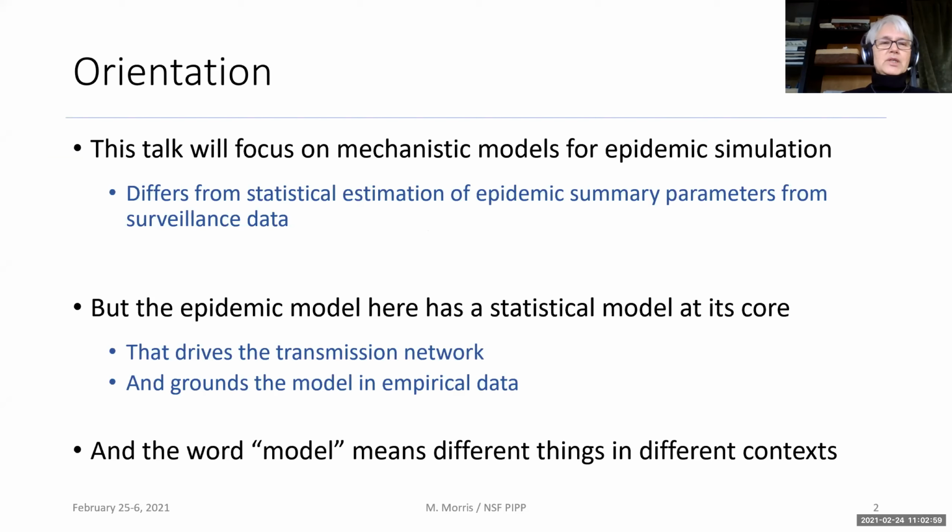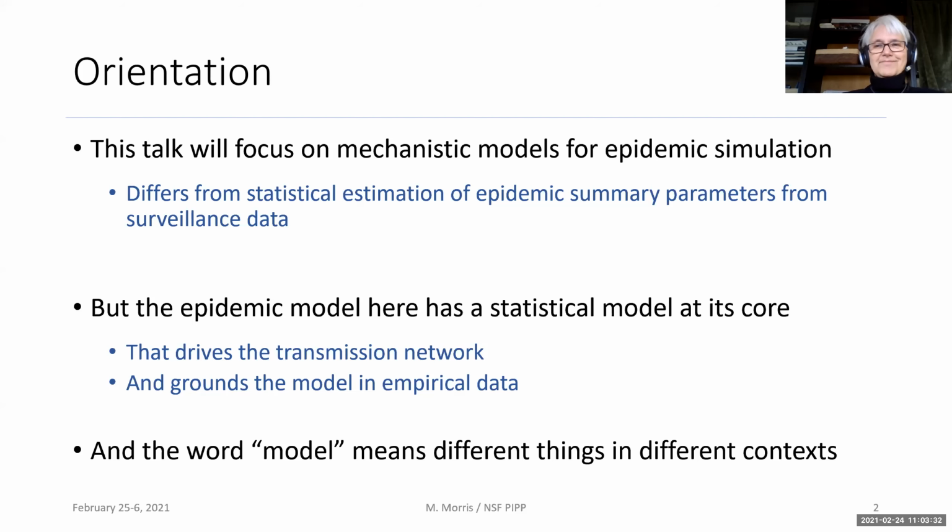Just a bit of orientation because I think people come from many different disciplines here. My talk's going to focus on mechanistic models for epidemic simulation that differs from statistical estimation of epidemic summary parameters from surveillance data. But the epidemic model that I'm going to talk about has a statistical model at its core. And in that sense, it also differs from the traditional epidemic modeling approach. Here, the statistical model is going to drive the transmission network and ground it in empirical data.